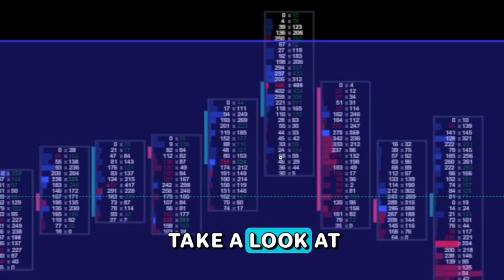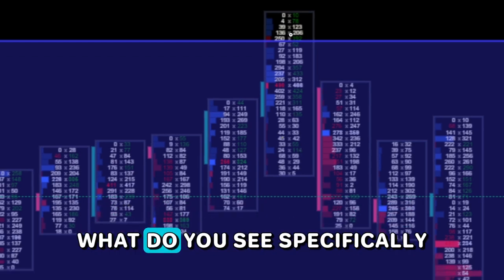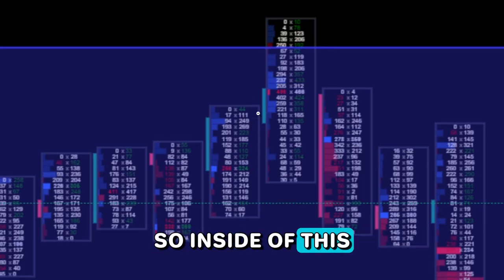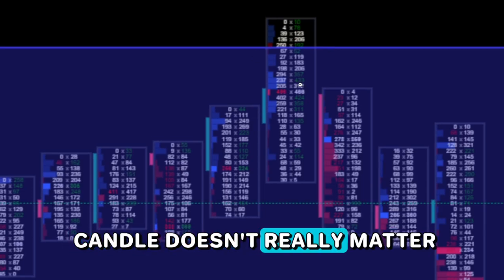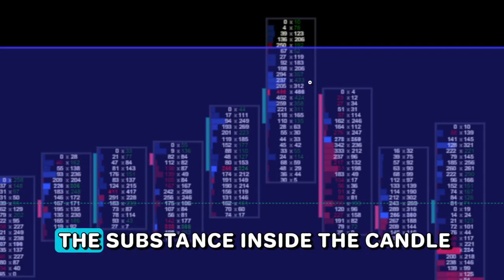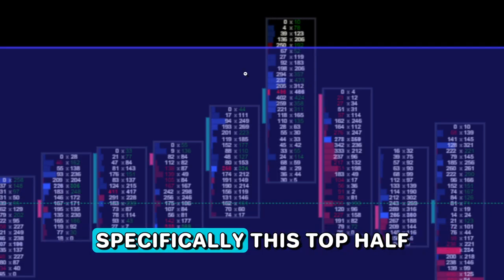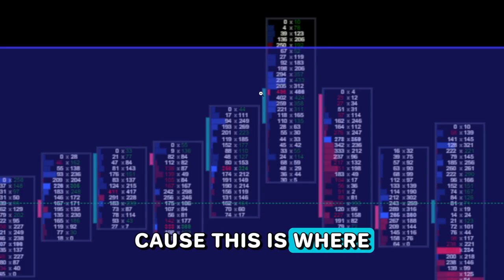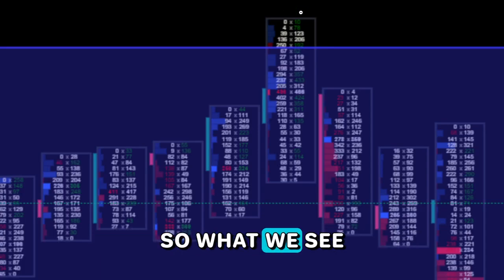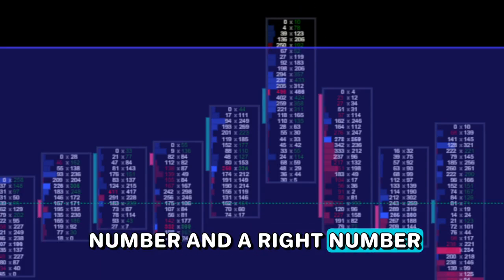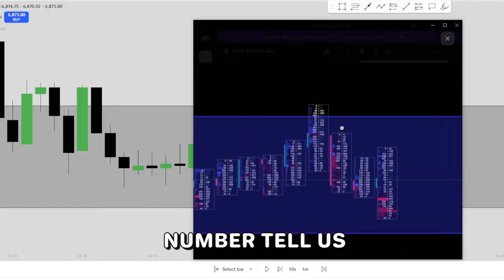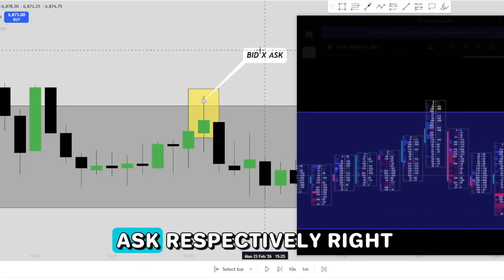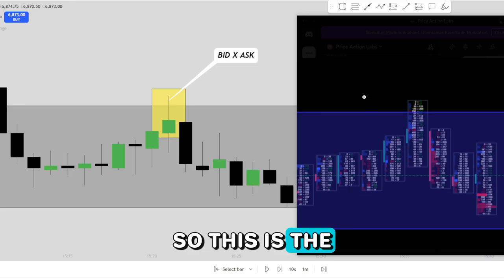So if we just take a look at this candle over here, what do you see specifically? Inside of this green candle, the shape or type of the candle doesn't really matter. You want to focus on the substance inside the candle, specifically this top half, because this is where we have all the substance. What we see here is a left number and a right number. What do they tell us? They tell us the bid and the ask respectively: this is the bid on the left-hand side, this is the ask.